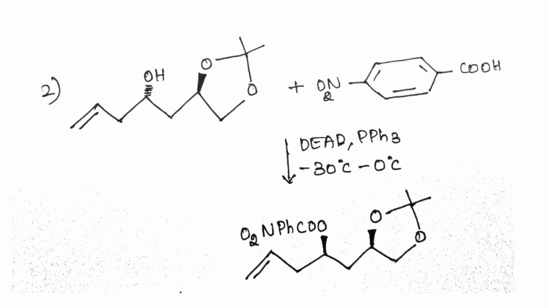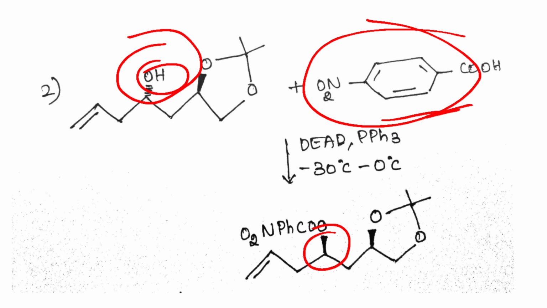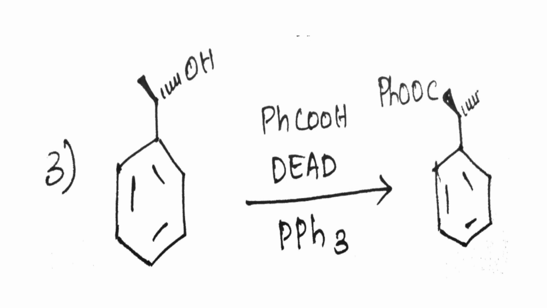In the second example also, nitrobenzoic acid is acting as a nucleophile. This OH group is below the plane, so we need to convert it to above the plane. Here this OH group is replaced by this benzoic acid, and finally the inversion of configuration takes place and it is substituted.